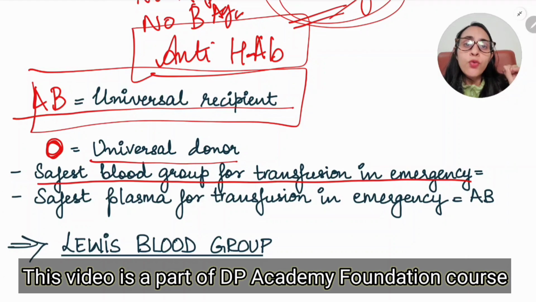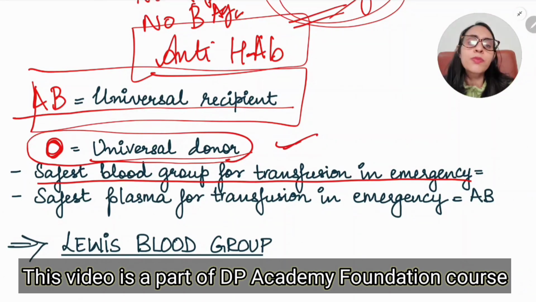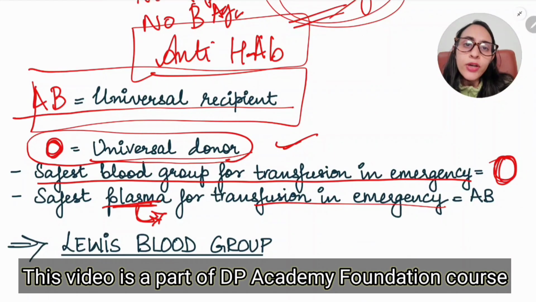For that, we are going to give O blood group, which is the universal donor, because no antigen is present in this blood group, and you do not have time for the blood group test. The safest plasma to give for transfusion in an emergency is plasma that does not have any antibody. Which blood group has no antibodies? Remember, antigens are the same. No antibodies means it is the AB blood group that has no antibody.